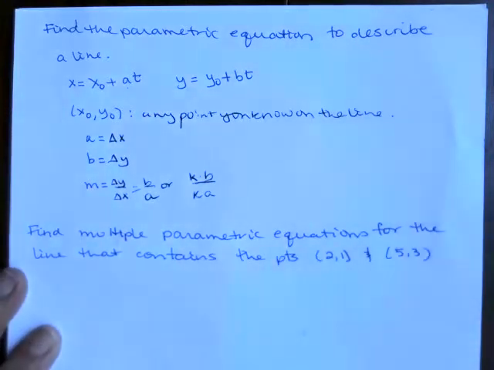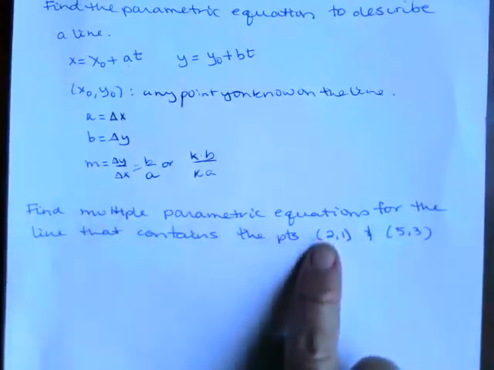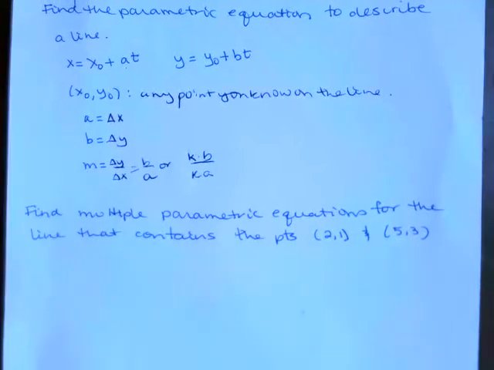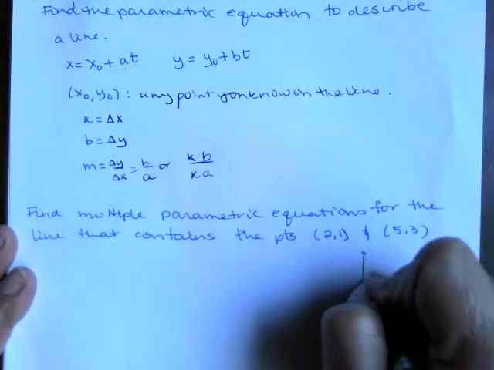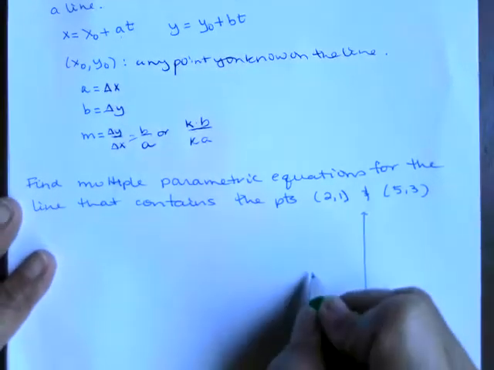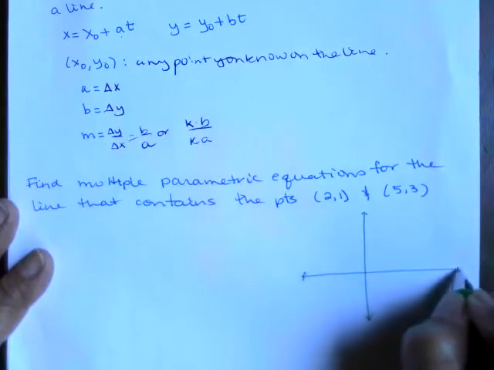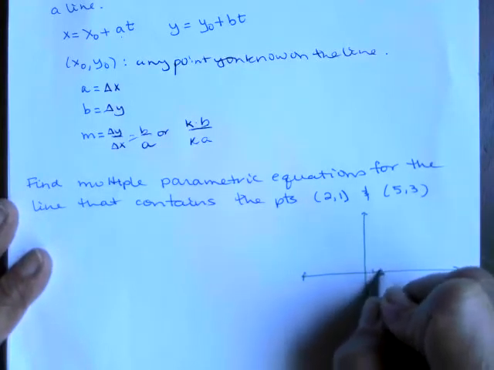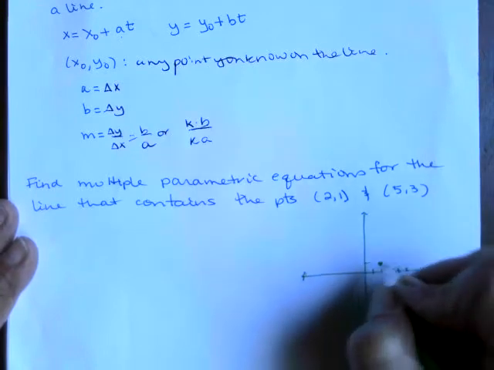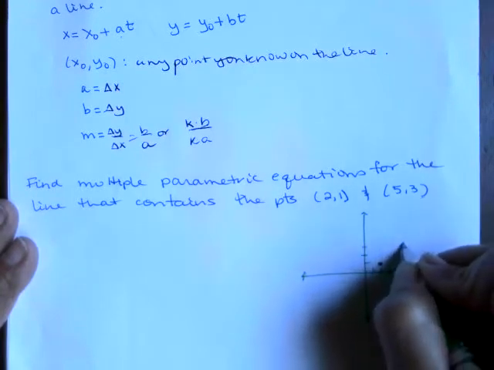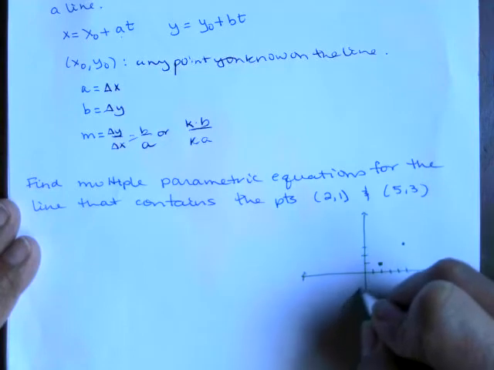Okay, so let's go ahead and practice. So we'll find multiple parametric equations between the points 2, 1, and 5, 3. And I'm just staying in quadrant 1, so I don't have to worry about negative signs right now. Okay, so let's go ahead and plot those. I'm going to change to green because my black pen's about dead. Okay, so 2, 1, there's that point, and 5, 3 there. So we have this line.